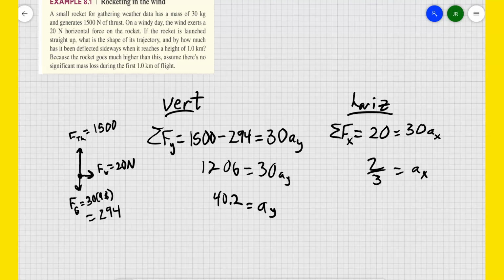Now that we know our accelerations, we can go to kinematics. Alright, so if we go to kinematics, I'm looking for the horizontal displacement, basically. How much has it been deflected sideways? That's what I'm trying to answer. So that's basically the horizontal displacement. So I'm going to start out with my horizontal kinematics to see how far I can get. A lot of times, we start with the kinematic equations. Let me see what I can do here to give myself more room.